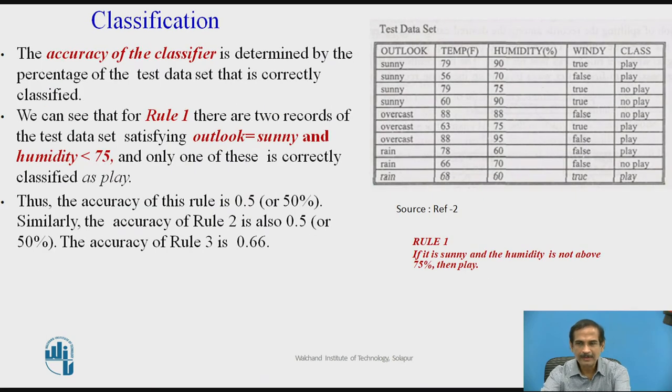The classification we are developing has now to be tested for its accuracy. This accuracy is determined by the percentage of the test data set that is correctly classified. We can see in rule 1, where there were 2 records in the test set satisfying outlook equal to sunny and humidity less than 75, only one of these is correctly classified as going to play. Thus, the accuracy of the rule is 0.5, which is 50%. Similarly, the accuracy of rule 2 is again 50%. Rule 3 is 0.66.